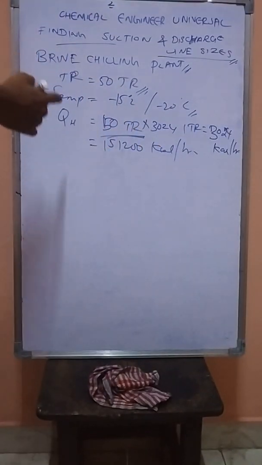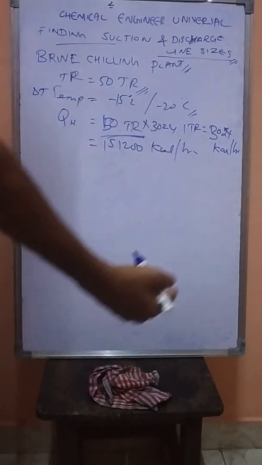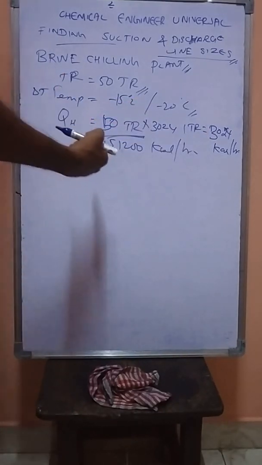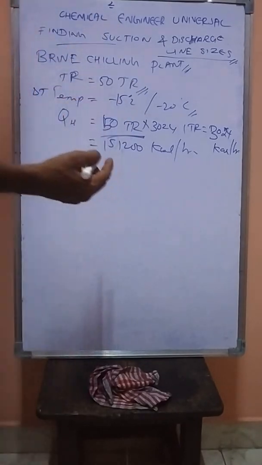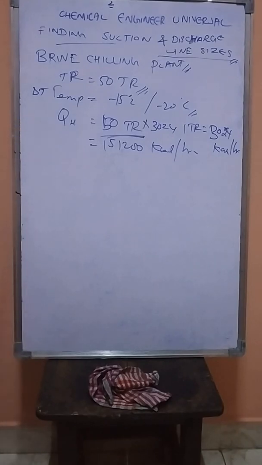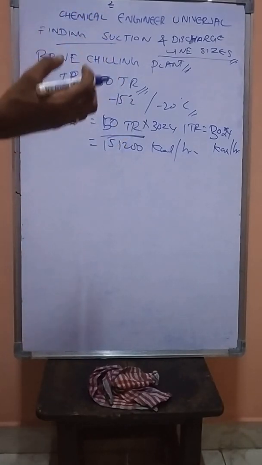From this data, we can calculate the mass flow rate, and from the mass flow rate you can calculate the volumetric flow rate. From the volumetric flow rate, you are going to derive the size: what are the line sizes, suction and discharge lines of the pump.